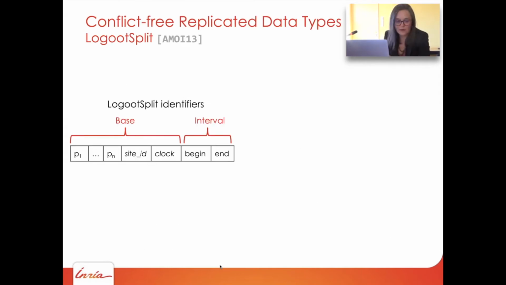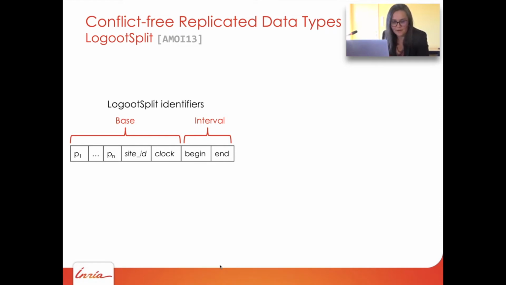So we have seen that a disadvantage of CRDTs is metadata overhead. In order to address the storage cost of identifiers, we developed the LogootSplit algorithm, a CRDT for sequences. Compared to Logoot, rather than identifying each character, here we identify a string, a sequence of characters.